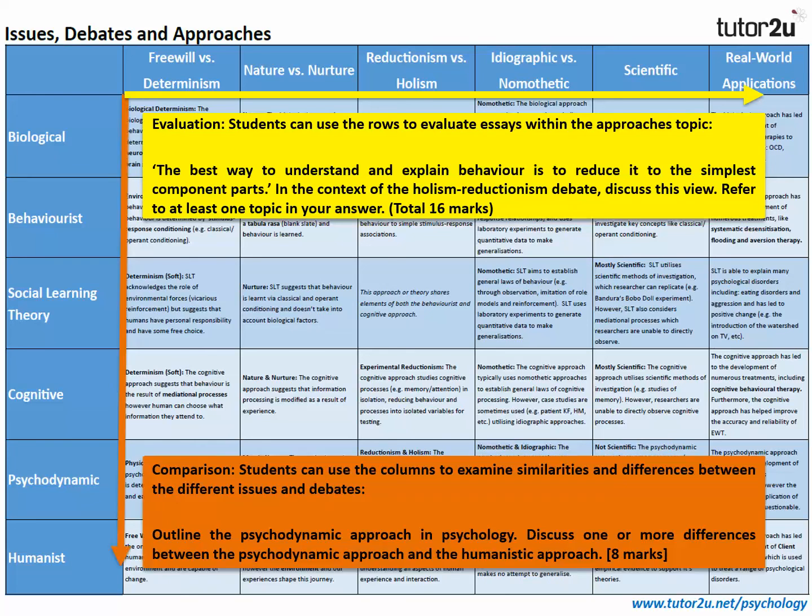What makes the table even better is that if we then look down the columns, this is where it provides us with an opportunity to examine similarities and differences between the different issues and debates. Okay, so if we think about that second question, which said outline the psychodynamic approach, discuss one or more differences, we can now answer this approaches essay by actually looking down the table and comparing what is similar and different between them. Okay, so this table is multifaceted in the sense that you can answer two different topics within this. You can answer issues and debates questions, you can answer approaches questions.